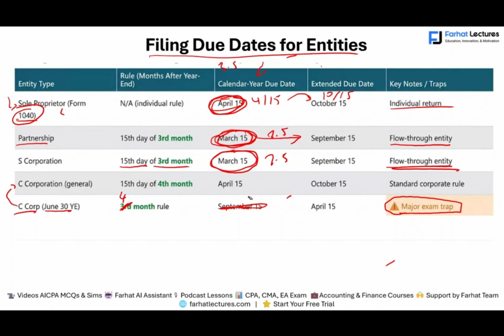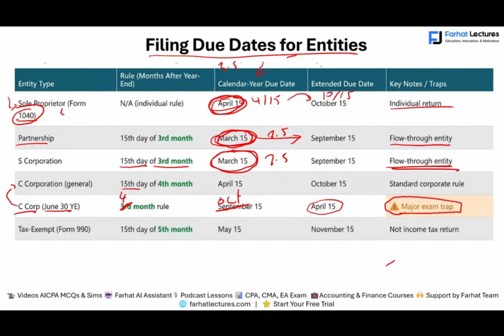So they used to have this special thing where June 30th year end for corporation was due the 15th of the third month. That's no longer the case. Now it's just like any other corporation, the 15th of the fourth month, which is October the 15th. Just want to let you know this. And the due date is still April the 15th if you want to file for an extension. Tax-exempt organization, they file Form 990.